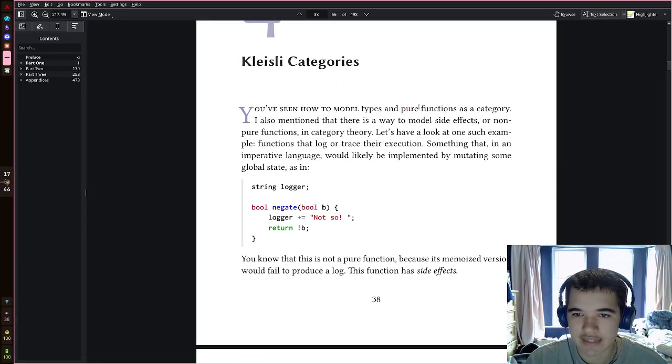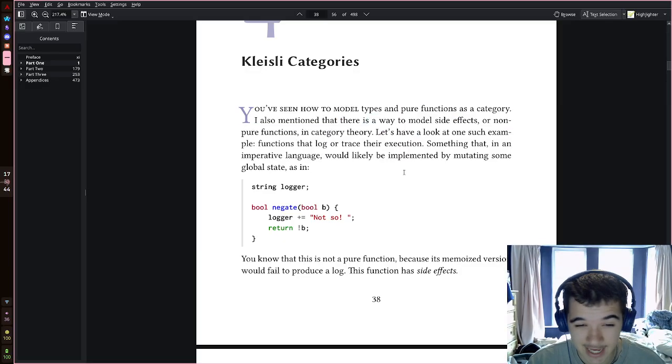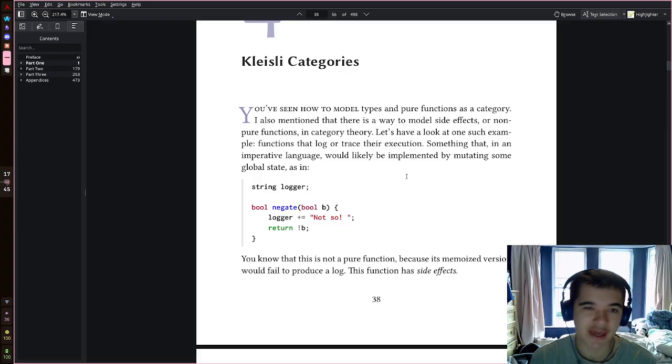You've seen how to model types and pure functions as a category. What is going on with the highlighting here? Bro, it's actually highlighting both at once somehow. Freaky. Get me a proper, a good PDF editor, please. Or I will make one somehow.